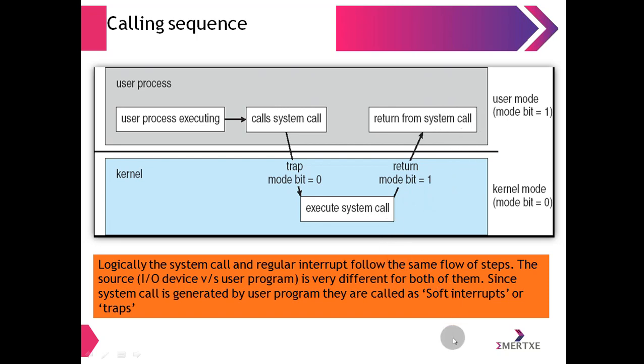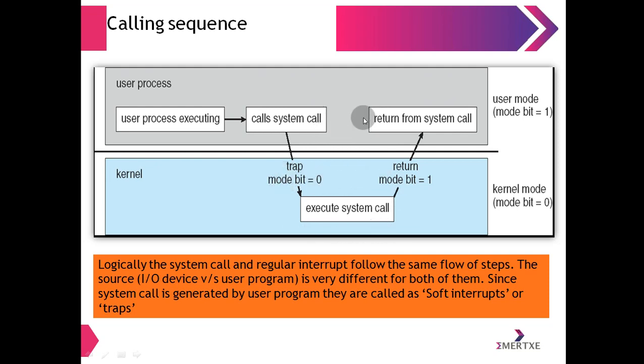In case of a system call, the same thing will happen. Suppose there is a process going on in the OS. In a user process, the execution will cause a system call. The trap mode bit will go to 0, and in the kernel the system call will be executed. After the execution completes, the return mode bit will be 1, and control will be returned from the system call and the user process will continue. This is the space where the kernel will execute the system call.